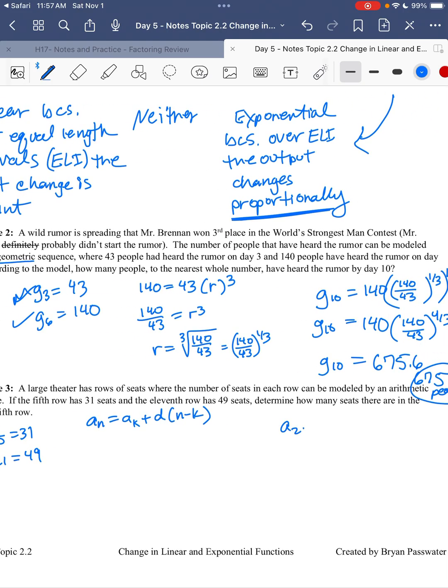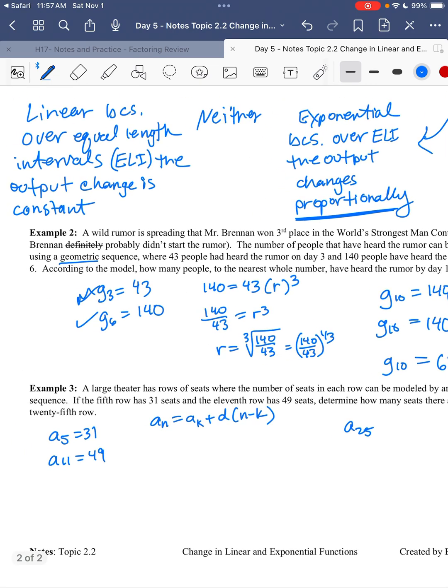I'm going to be looking for a25 later. So I have to figure out my common difference. So I'm going to use the later one. 49 equals 31 plus, I don't know, d, times n minus k. Well, I was doing the 11th and the 5th term, so 11 minus 5. Because basically we were trying to see, you made 6 jumps to go from 31 to 49. How much was each jump? All right, so solving this, you get 49 equals 31 plus 6d. Take away 31, you get 18 equals 6d, so d equals 3.